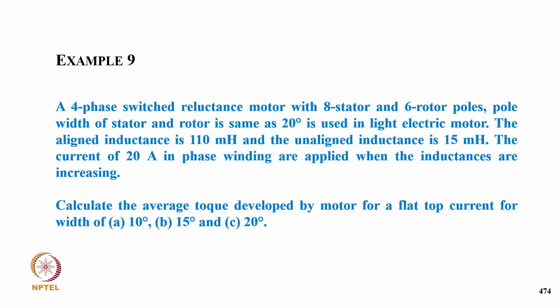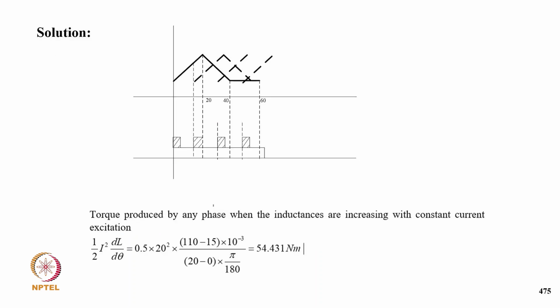Coming to example 9, a 4-phase reluctance motor with 8 stator and 6 rotor poles. The pole width of stator and rotor is the same at 20 degree, and it is used in a light electric vehicle motor. The aligned inductance is 110 millihenry and the unaligned is 15 millihenry, and a current of 20 ampere in the phase winding is applied when the inductance is increasing. Calculate the average torque developed by the motor with a flat top current for 10 degree, 15 degree, 20 degree. So you can see the waveform, how it looks.